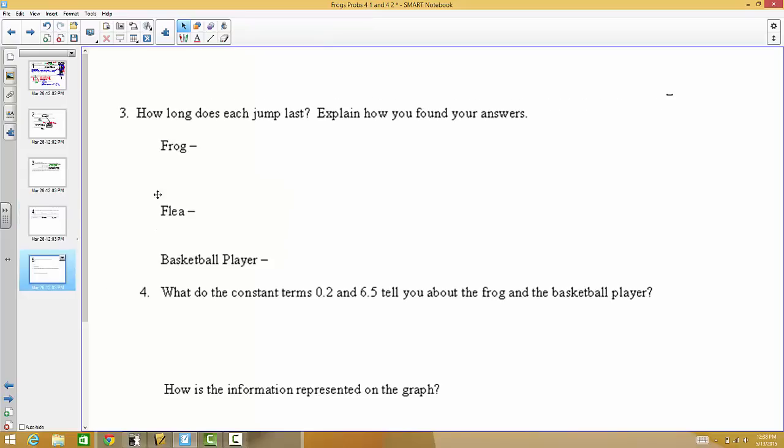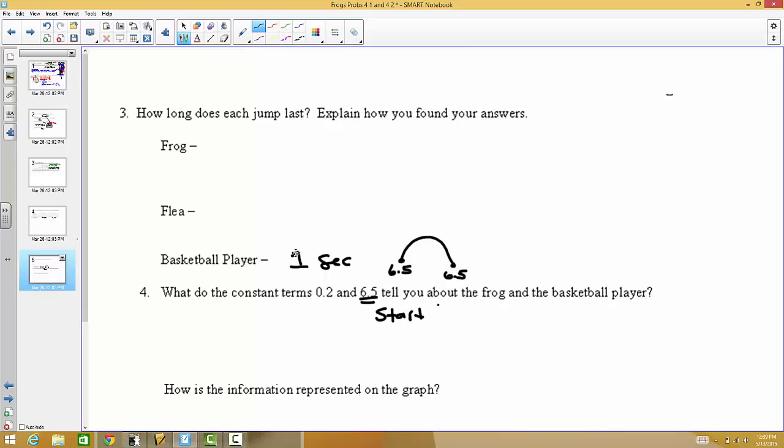And right here, I think it says, how long does each jump last? Well, the basketball player's jump lasts 1 second because that's when the basketball player starts at 6.5 and that's when he ends at 6.5. Otherwise, he'd be like bending his knees. And what does the 6.5 tell you? That's his starting height. That's the y-intercept.